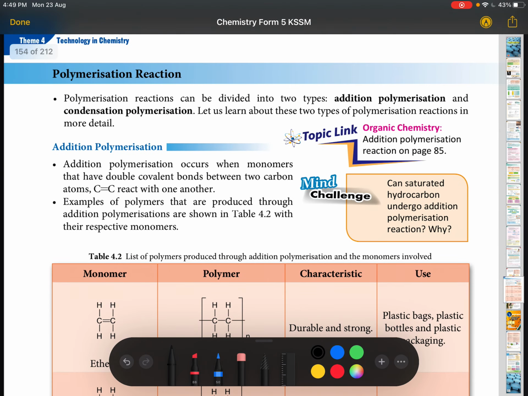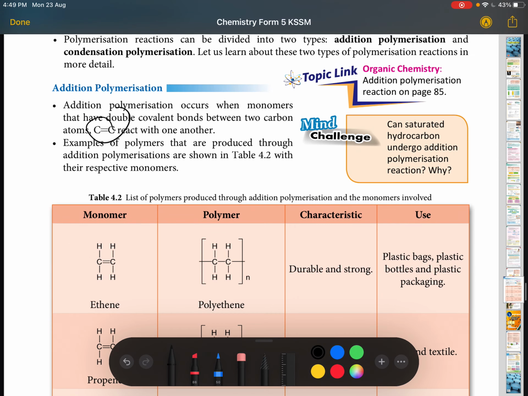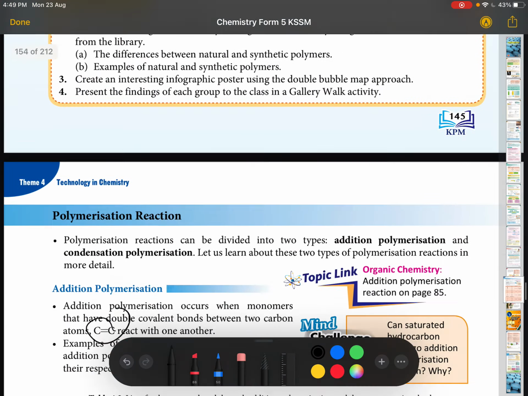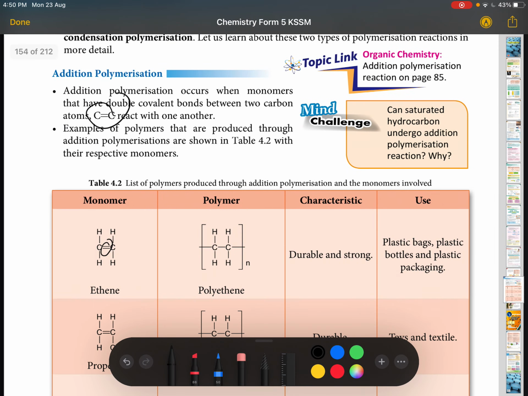So there are two types of reactions that can make a polymer. First of all, you can do addition, and the other one is condensation. Addition polymerization can only be done when your monomer has a double bond. For example, the example I mentioned earlier, ethene. Ethene has a double bond here. But you can see that when I drew that ethene, I removed the double bond.